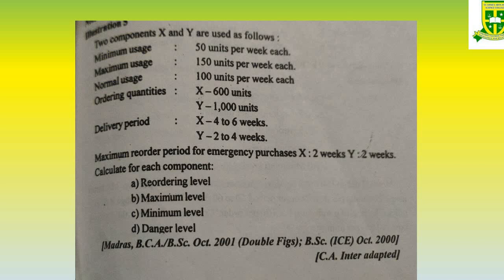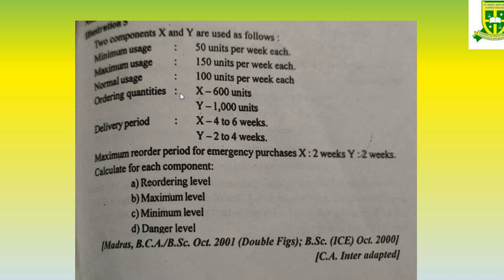So take this question. Two components X and Y are used as follows. The question information is given to us. Minimum usage is 50 units per week. Maximum usage is 150 units per week. This is what is happening in the company. Based on this information only, we have to find out the level to be maintained. The normal usage, which is nothing but the average usage, is 100 units per week.